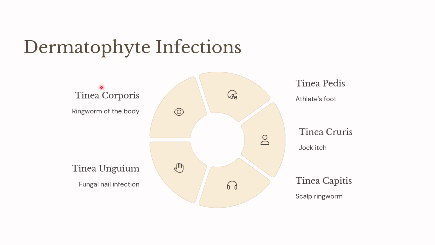So I told you that there are many other dermatophyte infections, isn't it? What are they? When it affects the body, it is ringworm or tinea corporis. When it affects the foot, it is athlete's foot. When it affects the groin, it is tinea cruris. When it affects the scalp, it is tinea capitis. When it affects the nail, it is tinea unguium.